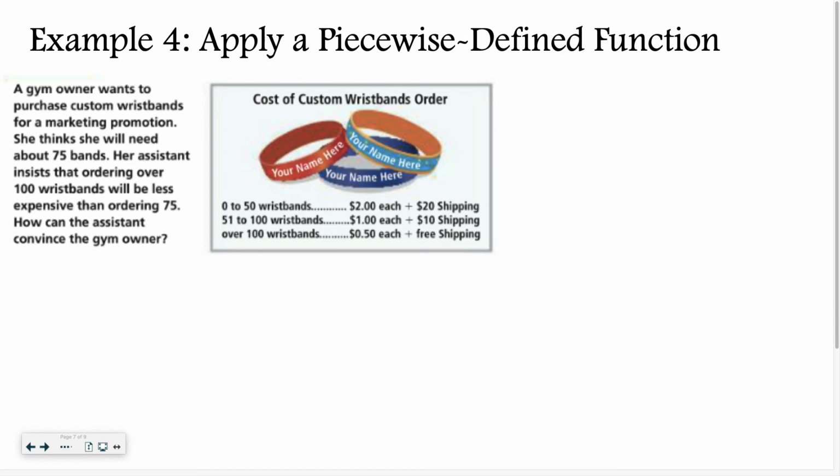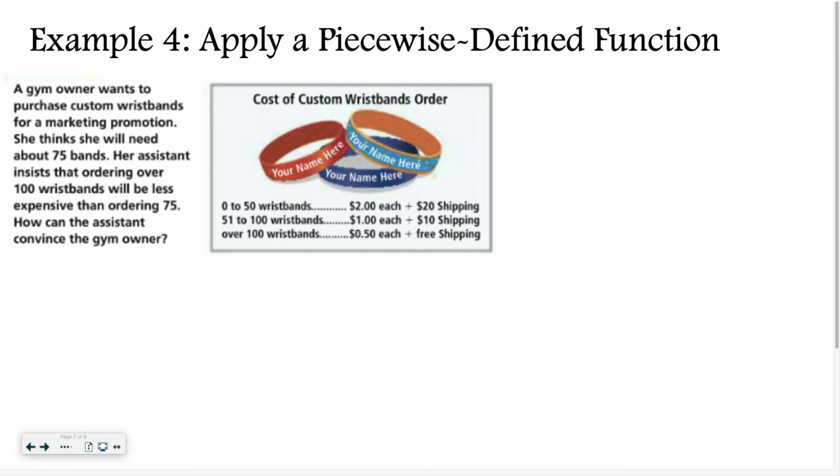Let's talk about applying a piecewise defined function. A gym owner wants to purchase custom wristbands for a marketing promotion. She thinks she will need about 75 bands. Her assistant insists that ordering over 100 wristbands will be less expensive than ordering 75. How can the assistant convince the gym owner?